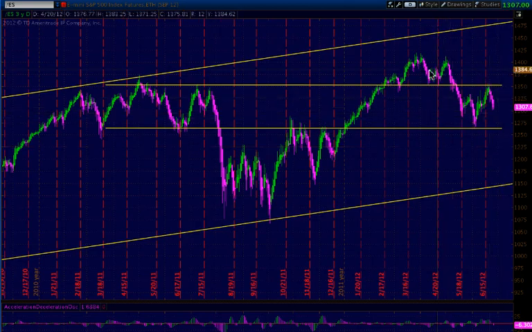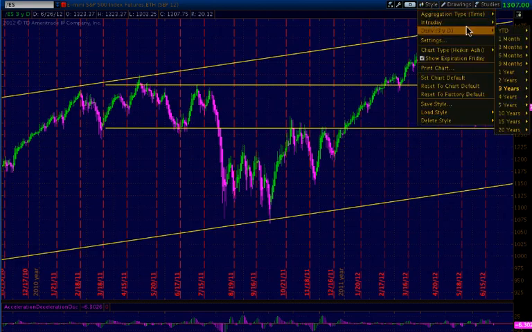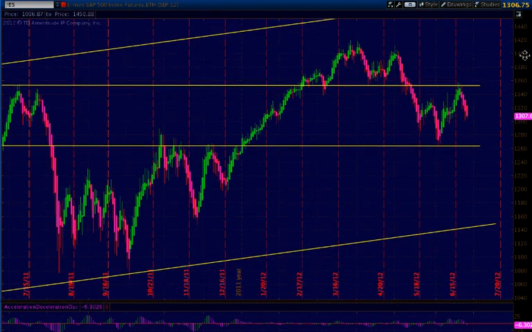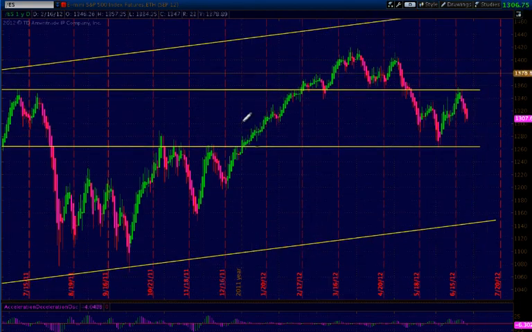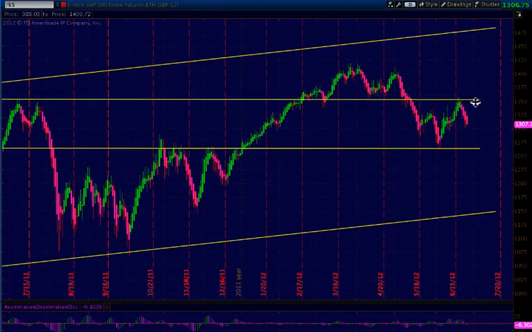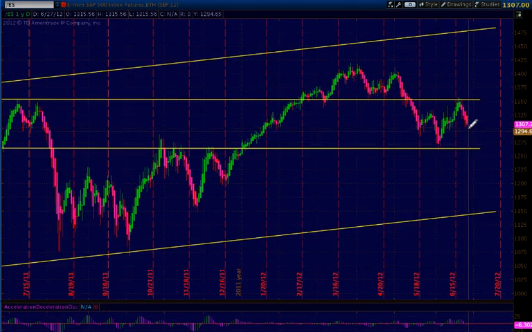So now that we see that, we can also see where we are right now in relationship to the bigger picture. I'm going to zoom back in here for a year. Okay, where we are right now in relationship to the bigger picture, we're right smack in the middle of this bigger channel, right? We're right here a little above 1300, with the highs up in here and the lows down in here.